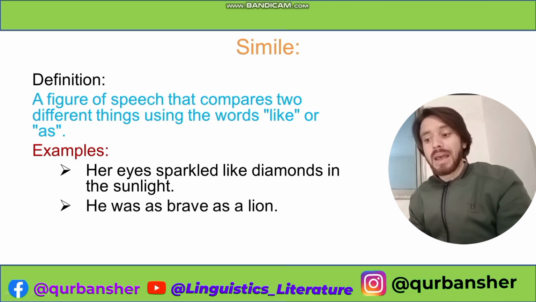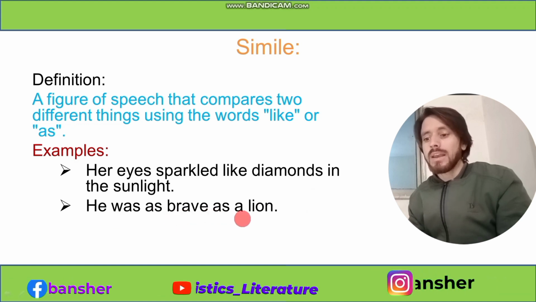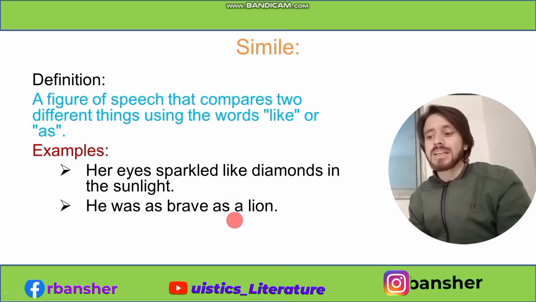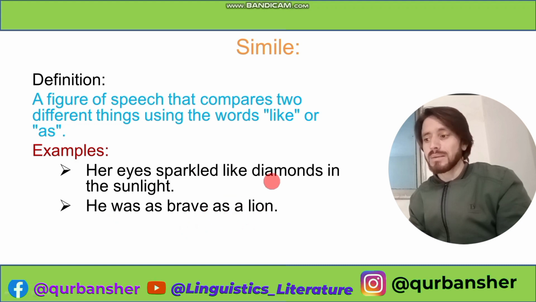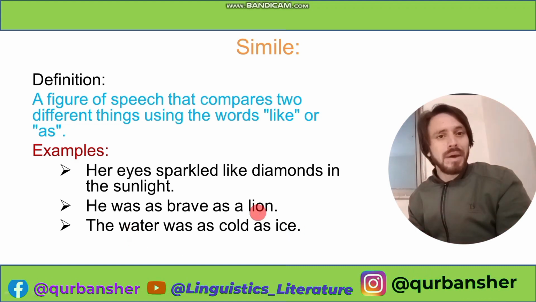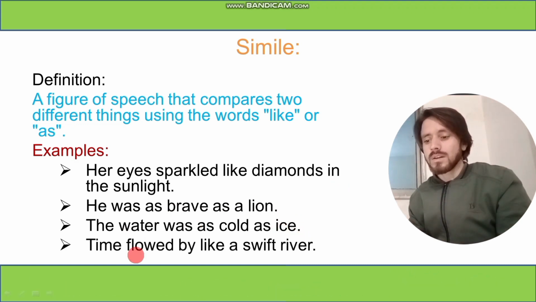Okay, next is: he was as brave as a lion. Now, he is compared with a lion, and he is as brave as a lion. A person is compared with a lion, and as is used to compare. We will say that this is simile. Okay, next is: the water was as cold as ice. Water and ice are compared. Now, next is: time flowed by like a swift river. Time and swift river are compared here.